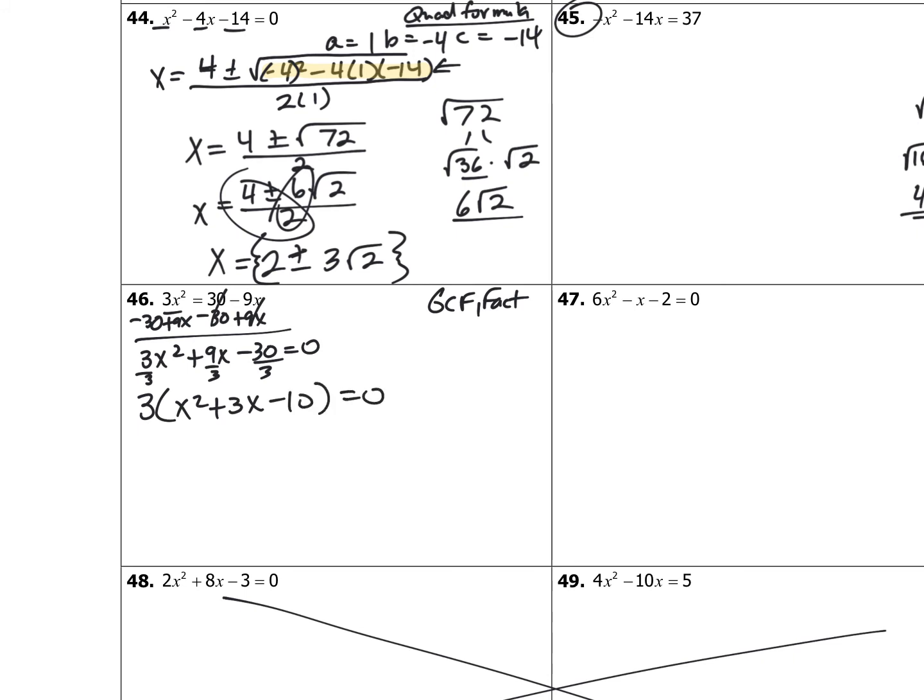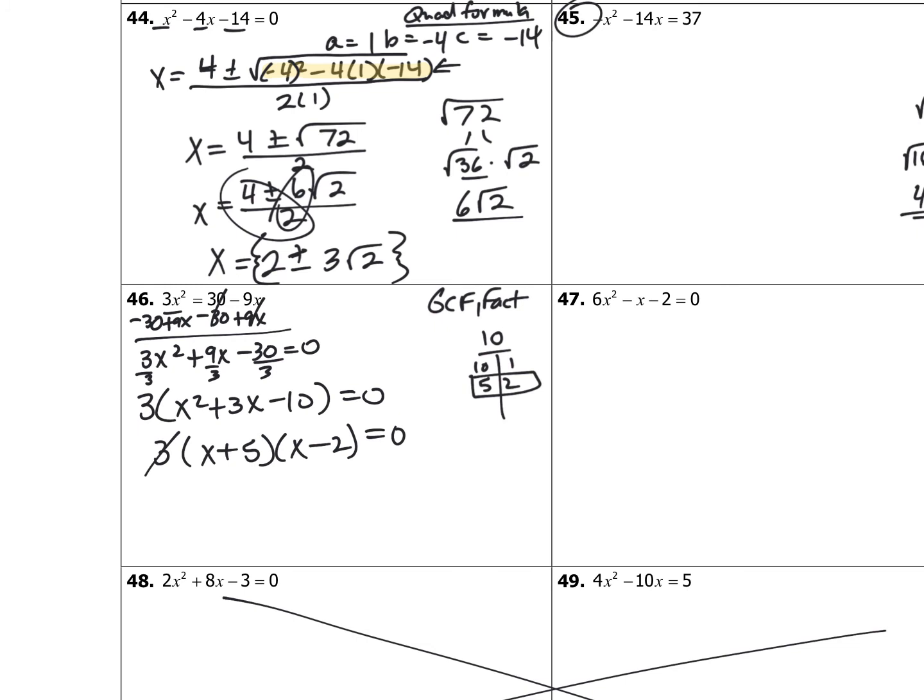And then what's left in parentheses here can be factored. So I need factors of 10 that add to equal 3: 10 and 1, 5 and 2. 5 and 2 will work. So this is going to be (x plus 5)(x minus 2) equals 0. And at this point, I really don't need my GCF anymore, okay? Other than just having it there to represent how to get back to that original function.